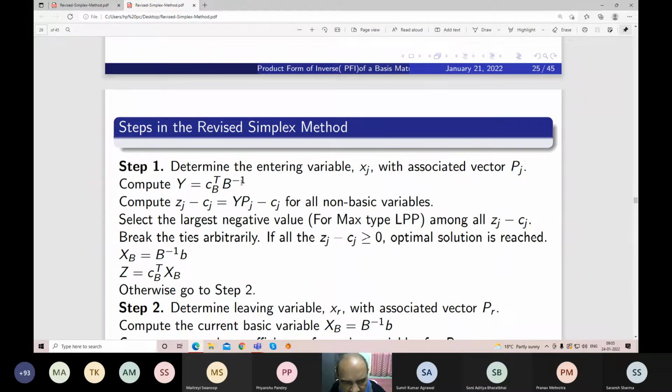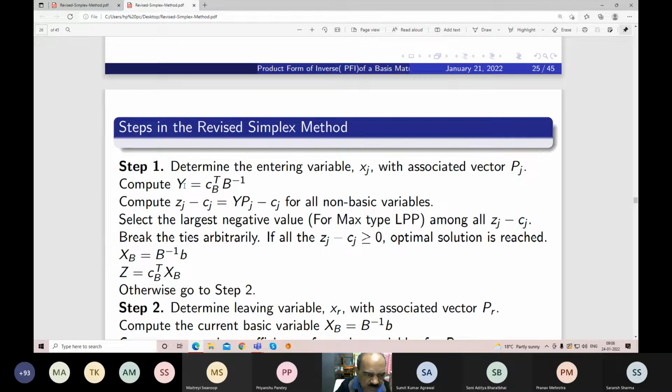What is B inverse initially? B inverse initially is an identity matrix. Our y equal to CB transpose. The column vector, we are taking the transpose, so that is becoming a row vector, row vector into B inverse. This y is nothing but a row vector.